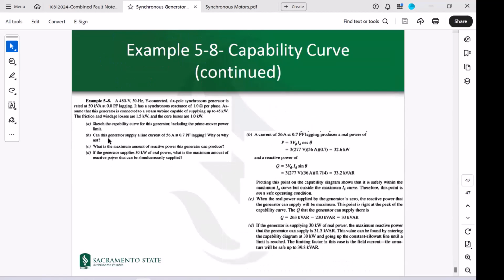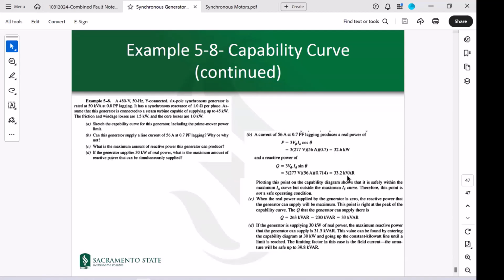Part B. We're asking, can this generator supply a line current of 55 amps at 0.7 power factor lagging? Why or why not? So you really need to consider that 56 amps at 0.7 power factor lagging to be associated with what P? So this is the P, 3 times V phi IA cosine of theta. And the reactive power is 3 times V phi IA sine theta. So it gives you a point of 32.6 and 33.2.